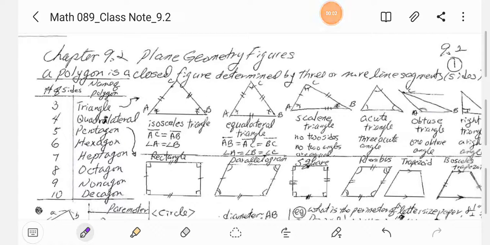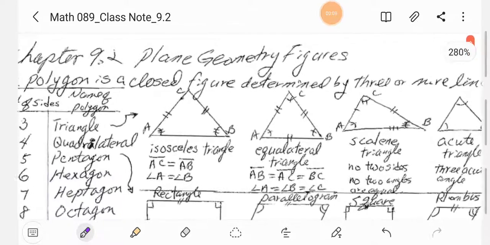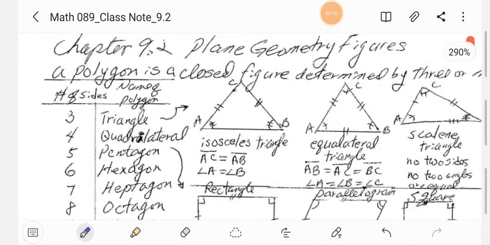Chapter 9.2, Plane Geometric Figures. In this section, we will learn the geometric figures. First, what is a polygon?